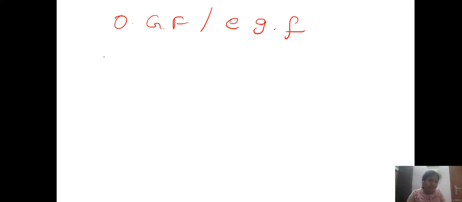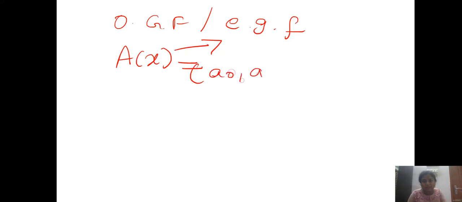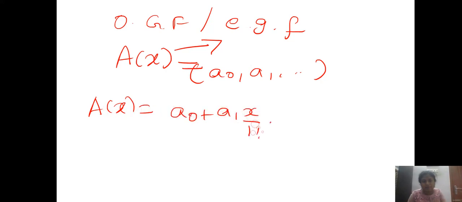Basically these two can be used to find combinations and permutations, but apart from that we can find some other things also. Before moving to the problem, we are going to focus our attention on EGF. Suppose A of x is the EGF of some sequence A0, A1, and so on. This means that A of x can be written as A0 plus A1 x by 1 factorial plus A2 x square by 2 factorial and so on. This is what we mean by saying A of x generates A0, A1, A2, etc.